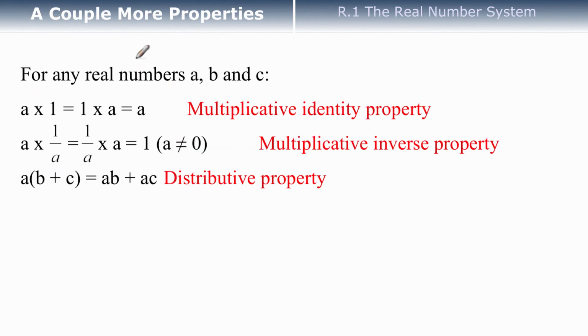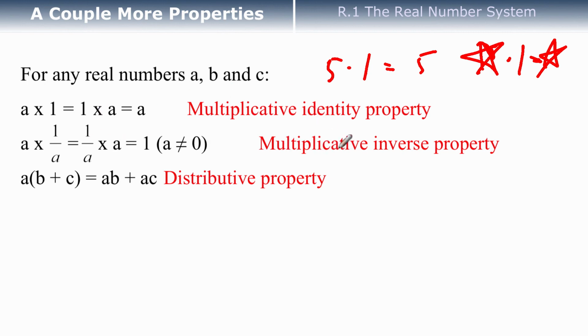Here's a couple other powerful properties. The multiplicative identity property, we use this in solving equations all the time. If you're multiplying by 1, it doesn't change it. A times 1 is still a. 5 times 1 is still 5. Star times 1 is still just a star.